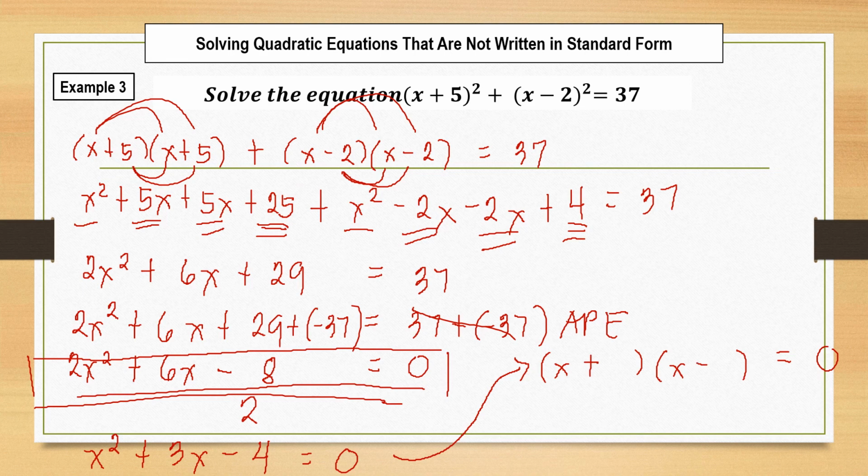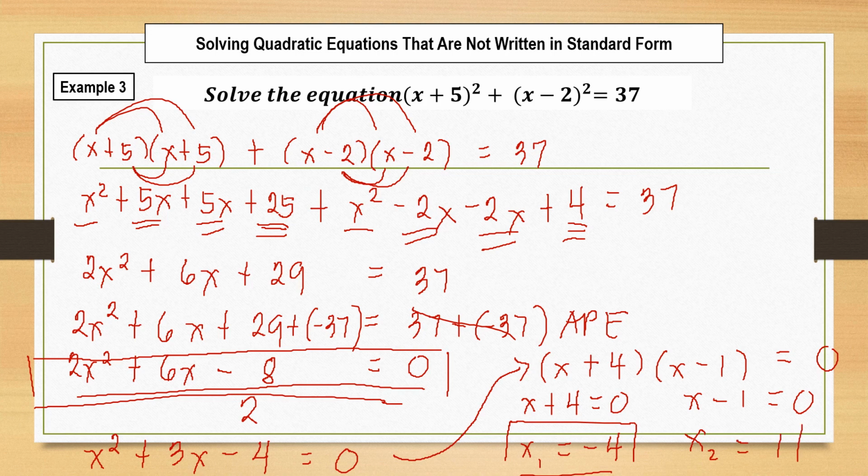So we're going to have x plus minus. So what 2 factors of 4 will give us a positive 3 when added or subtracted? That would be positive 4 and negative 1. Apply zero product property. x plus 4 is equal to 0. x minus 1 is equal to 0. Solve for x. So x sub 1 is equal to negative 4. x sub 2 is equal to positive 1. So the roots or solutions of the given equation are negative 4 and positive 1.